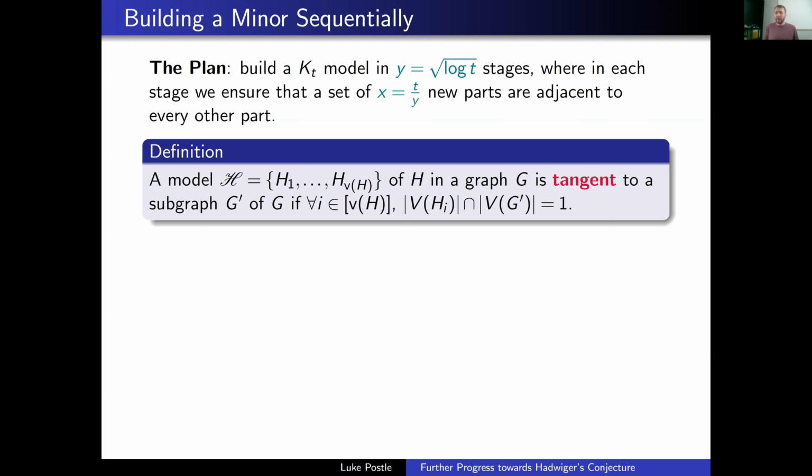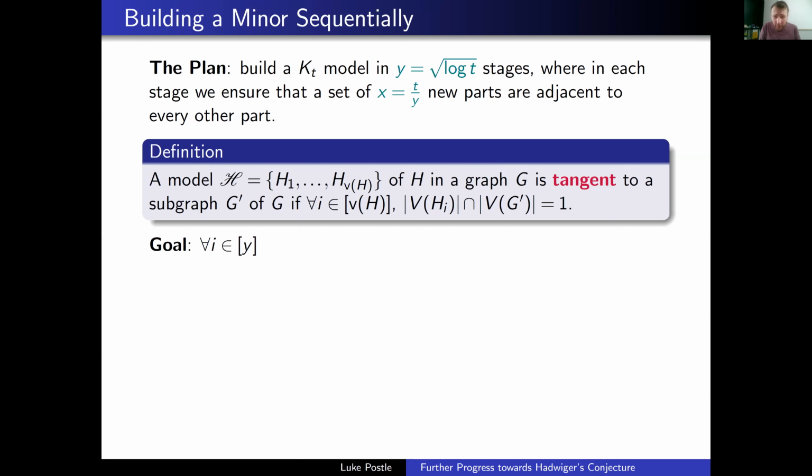So we'll say a model of H in a graph G is tangent to a subgraph G prime of G if for every i, you end up with exactly one vertex of that part in G prime. So you have G prime, and we'll say the model is tangent if each part has exactly one. So it's tangent to the subgraph. Each part intersects the subgraph, but only in one vertex. So there's still a lot of the subgraph to work with. And so the idea will be we'll try to use this tangency when working on these new parts.